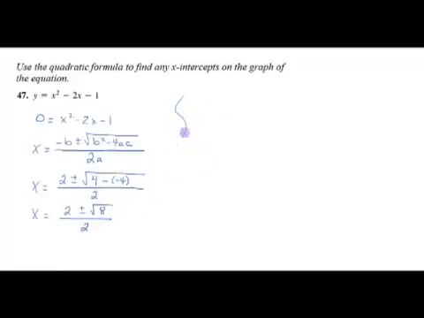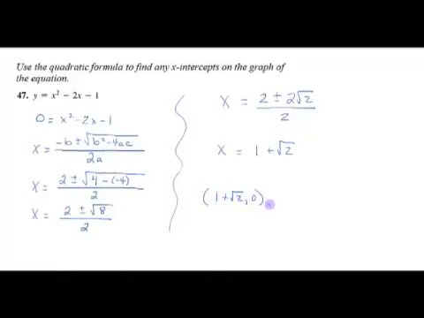So continue this over here. I have x is 2 plus or minus 2 square roots of 2 all over 2, which we can simplify as 1 plus or minus the square root of 2. That's being divided by 2, and this is being divided by 2. So I found a solution for that equation equaling 0, so my x-intercepts would be 1 plus the square root of 2 comma 0 and 1 minus the square root of 2 comma 0.